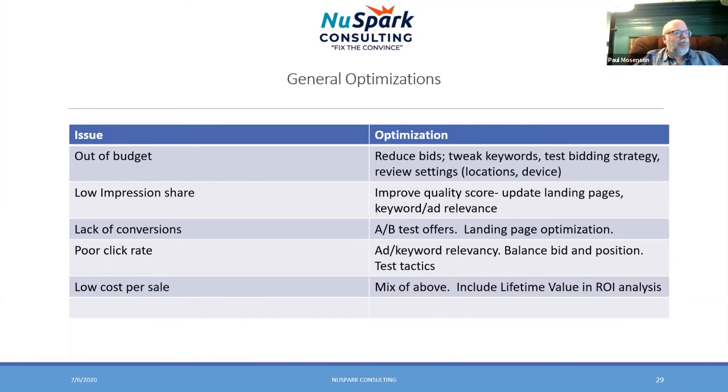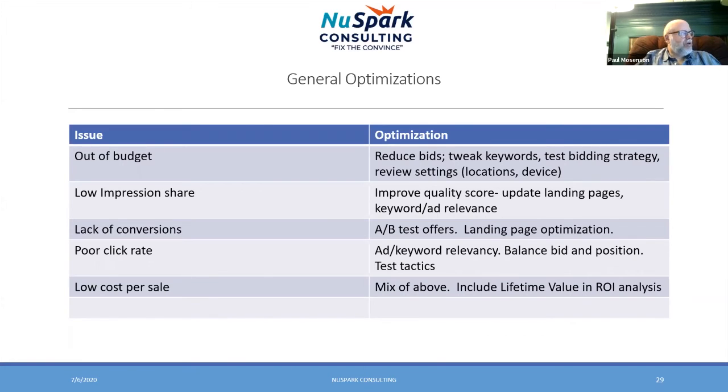Tweak your keywords. Look at your negative keywords. Review all your settings as we spoke about earlier on. Make sure they're optimized. Maybe you don't need all that traffic from Maryland. Maybe you just want to focus on a radius around your location. Check those devices.